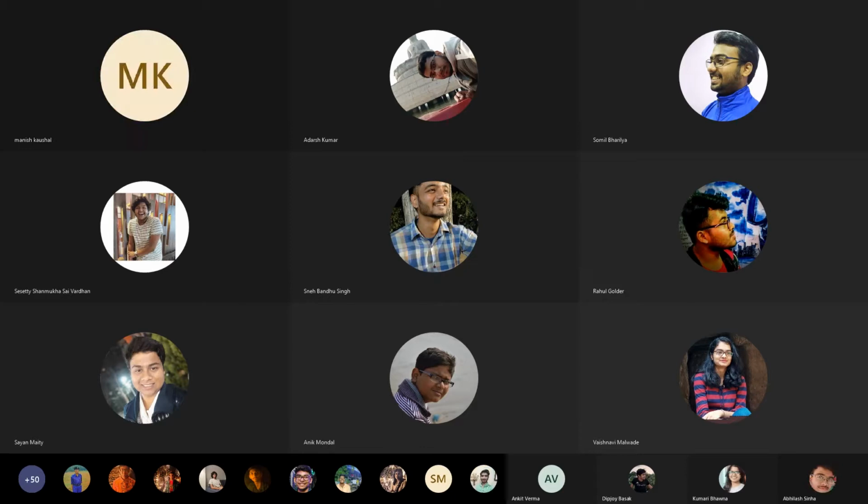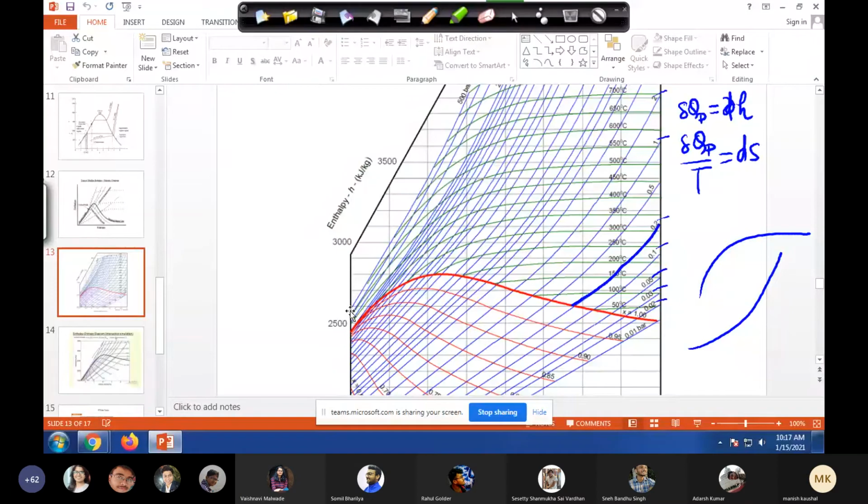Open share tray, desktop, entire screen, share. You can see my screen now, right? Yes, sir. Yeah, okay, fine.